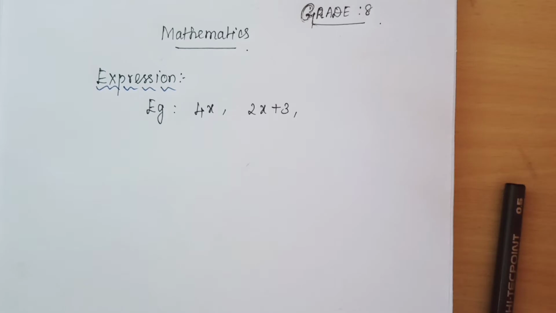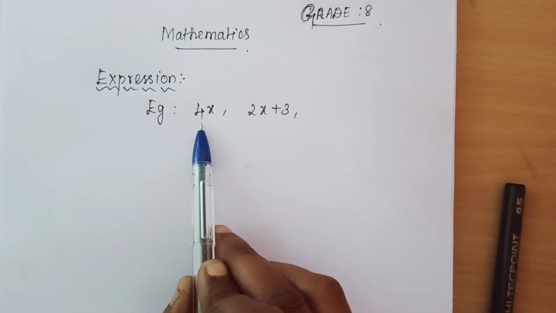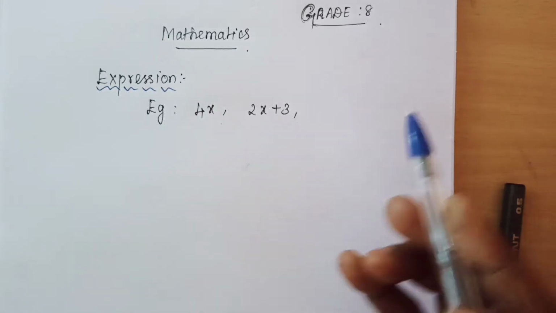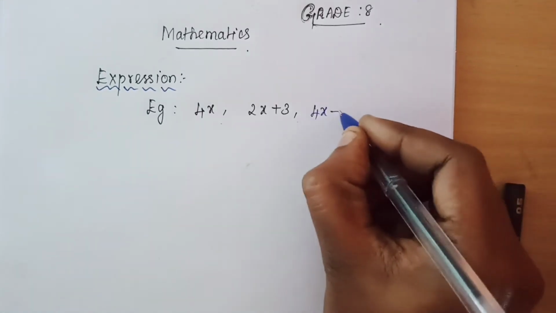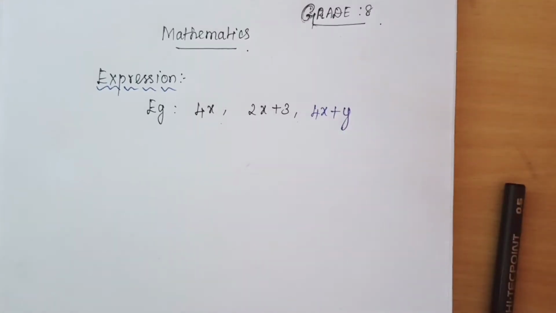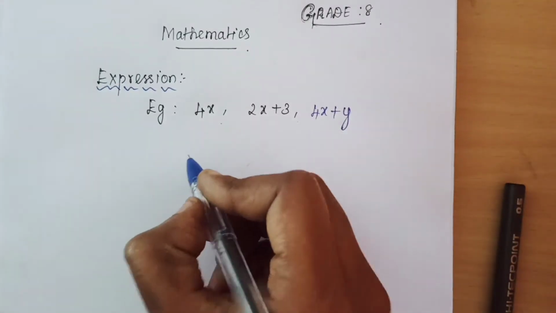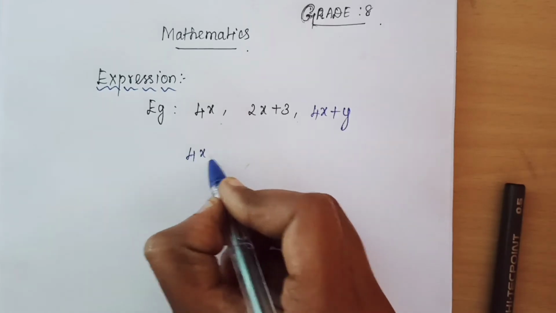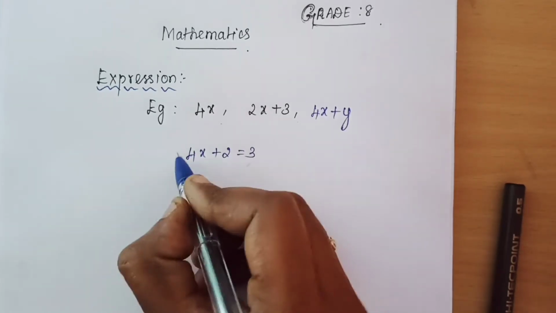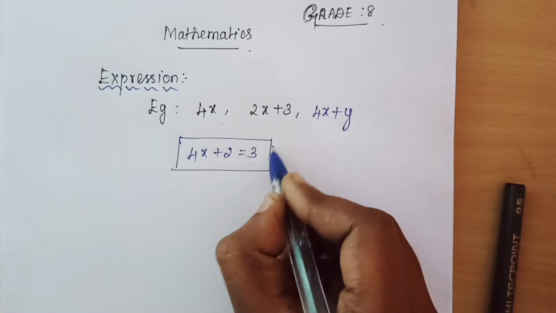What we discussed in our previous section was an introduction to algebra. So what do you mean by expressions? I told you already. I'll give you some examples: 4x, 2x plus 3, then 4x plus y. These are some examples of expressions. Suppose 4x plus 2 equal to 3, this is considered to be an equation.